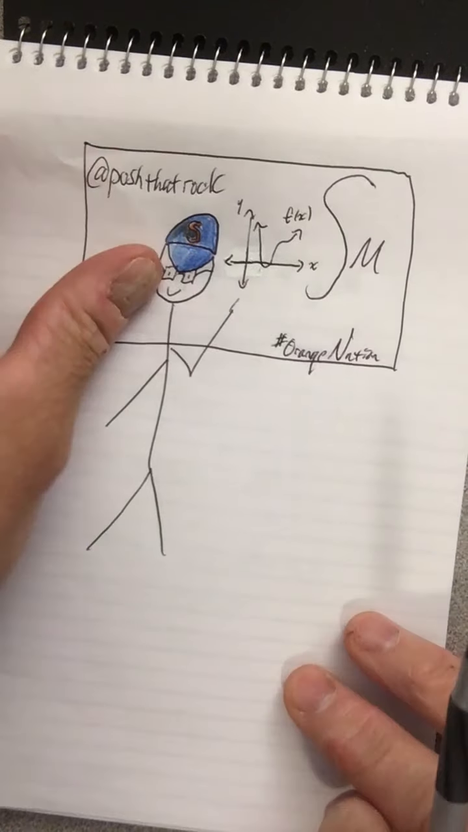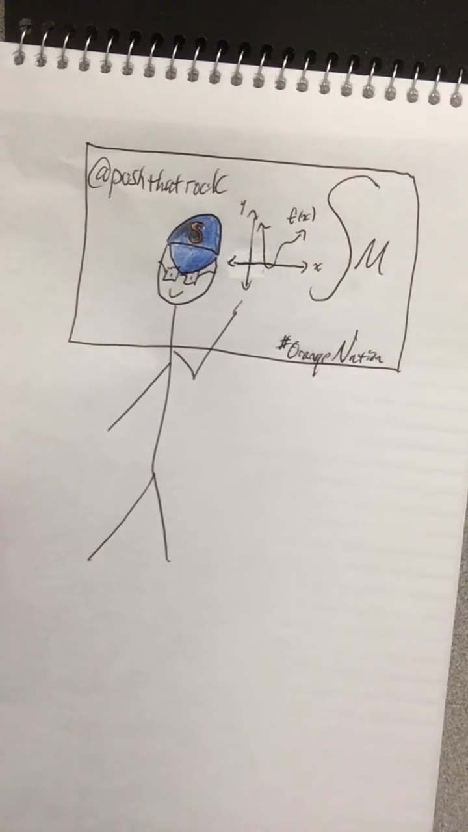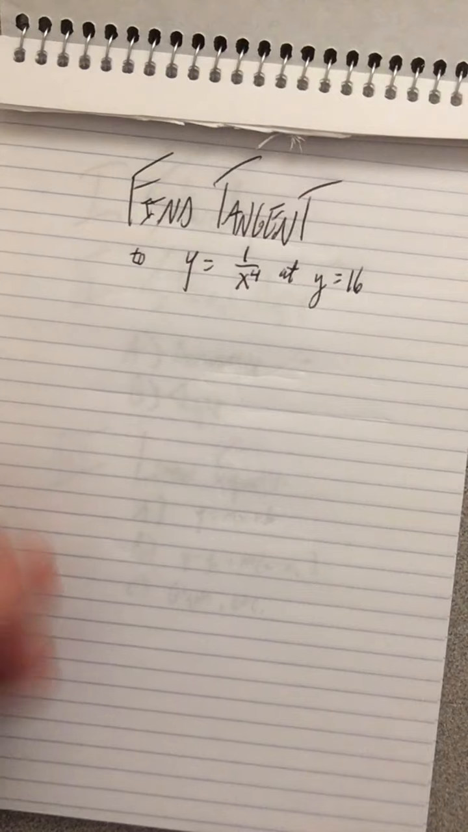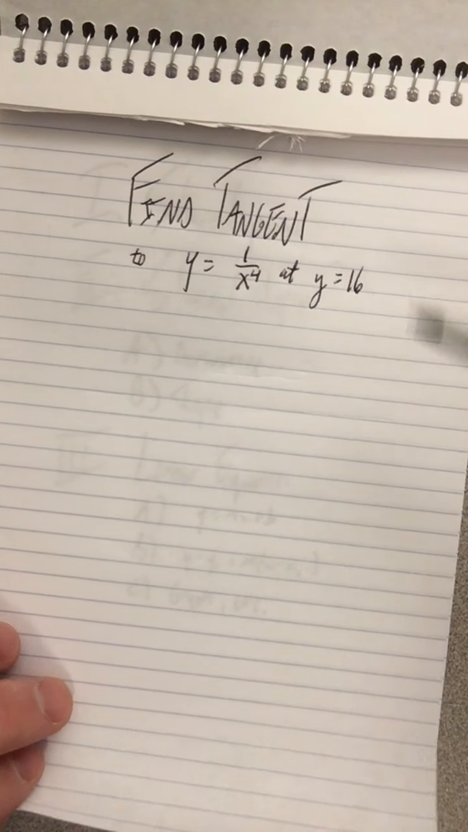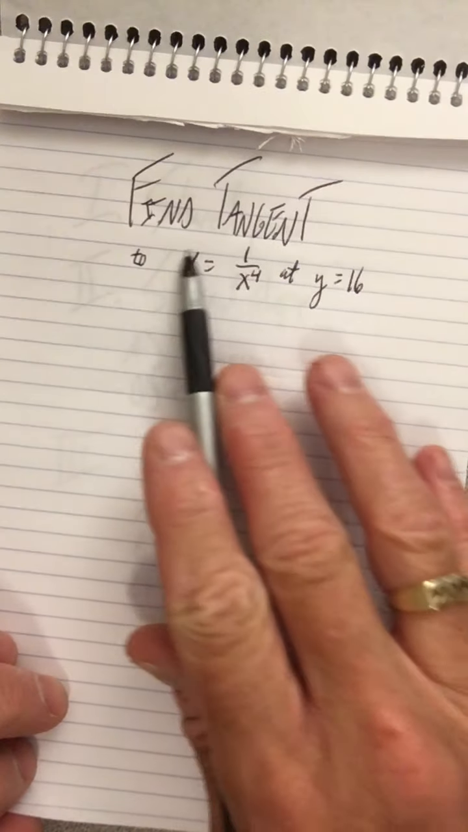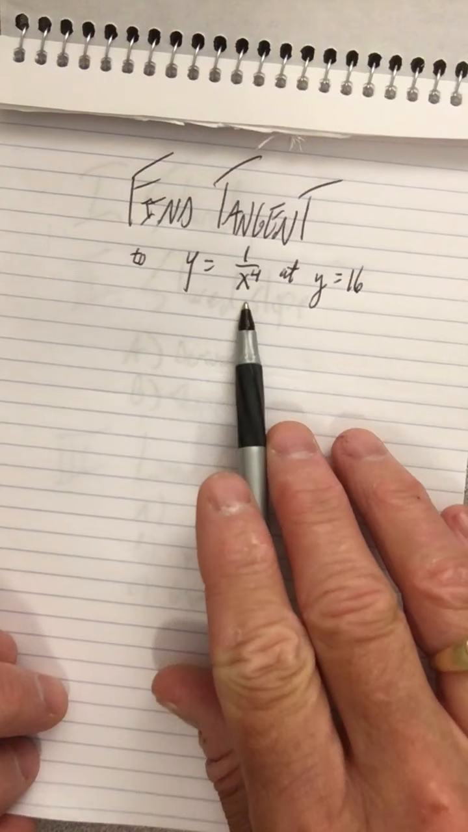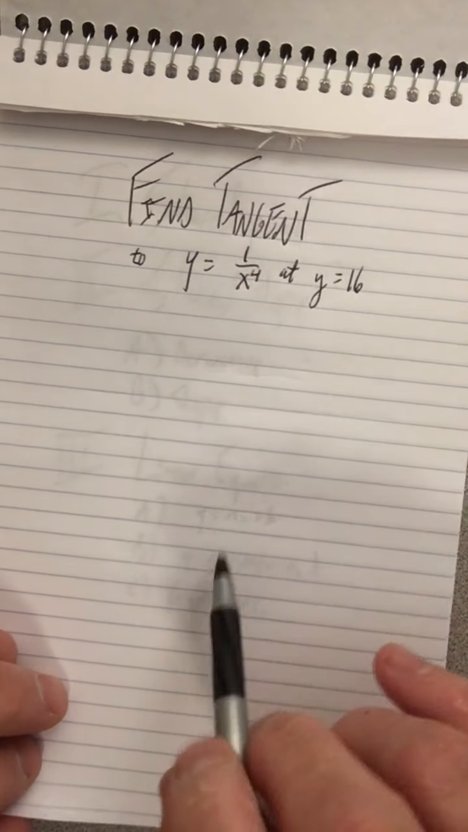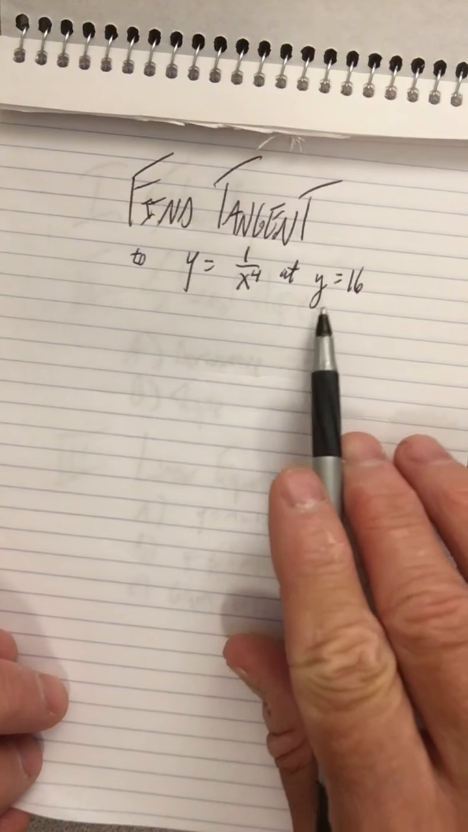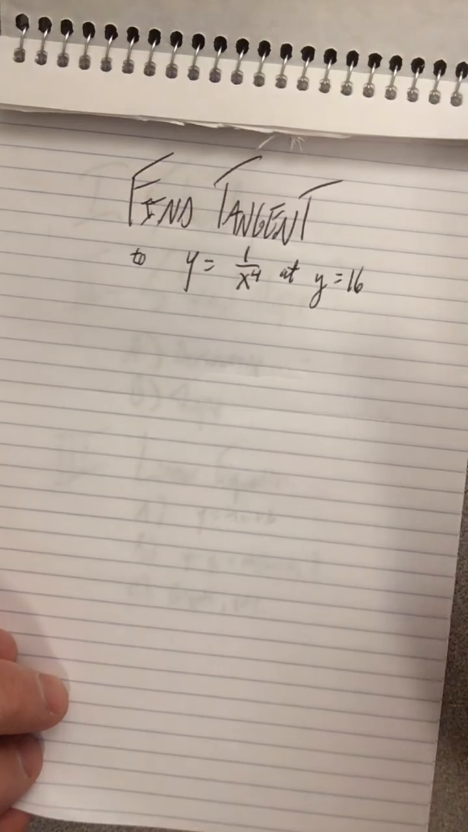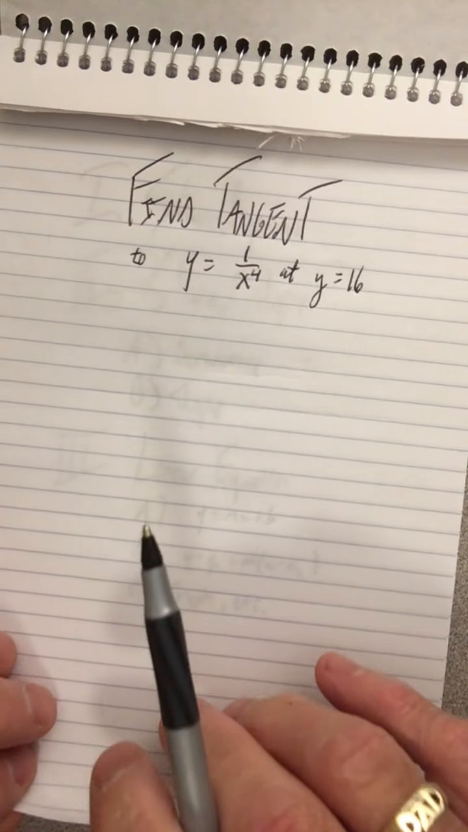Let's discuss tangent lines, and let's do a little bit of a challenging example. Not that challenging. I mean, it's rather routine, but here we go. We're going to find a tangent to y equals 1 over x to the 4. See, that's not that bad a function. At y equals 16. Wait, we were given a y value, not an x value. That is a little different.